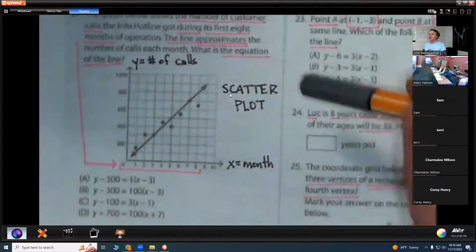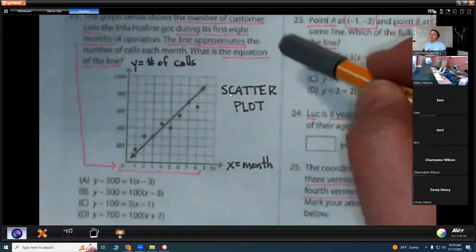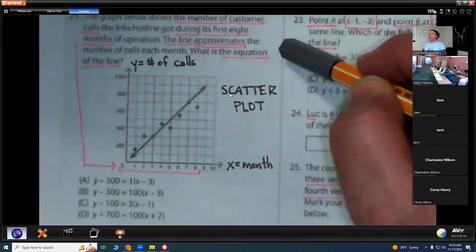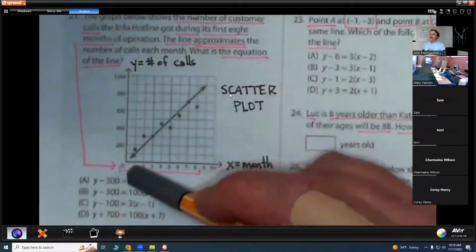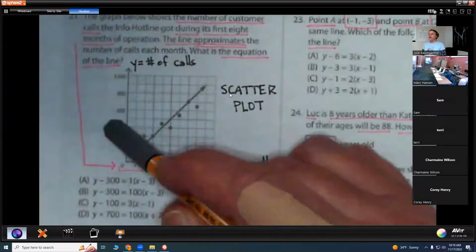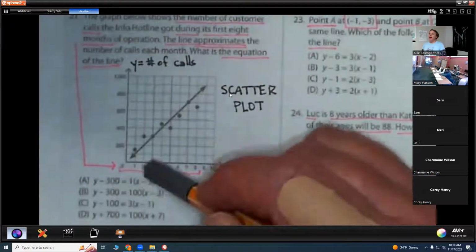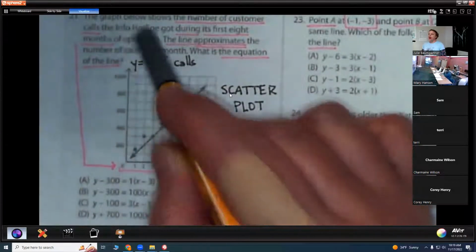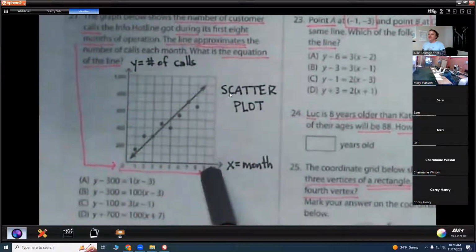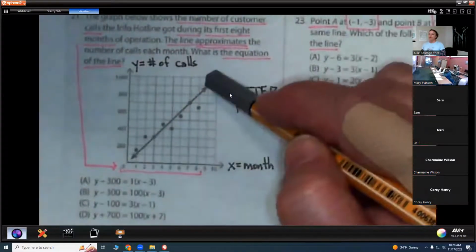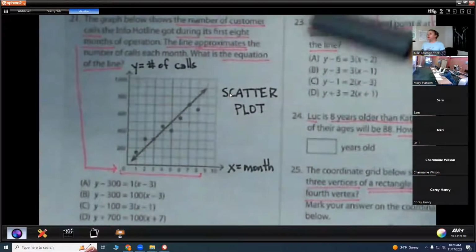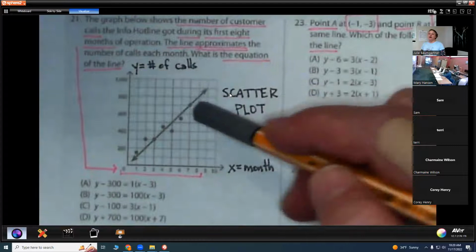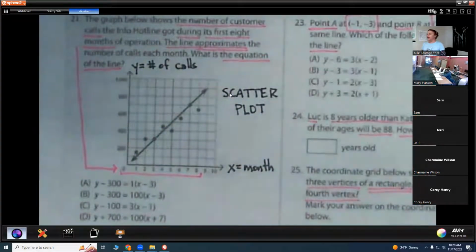But of course, for our question, we do care about this line. Okay. And so the line approximates the number of calls each month. And because we have this beautiful straight line and we seem to see some kind of linear relationship, as the info hotline has existed, its volume of calls has only increased, right? And so you can be pretty confident that it will continue that way.